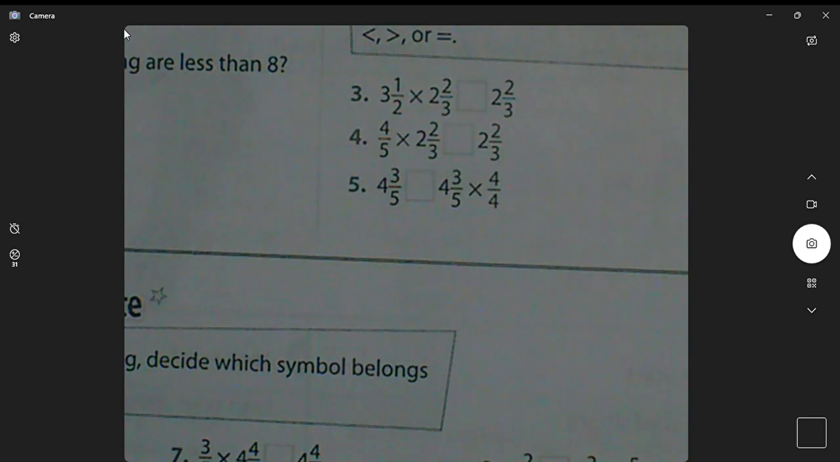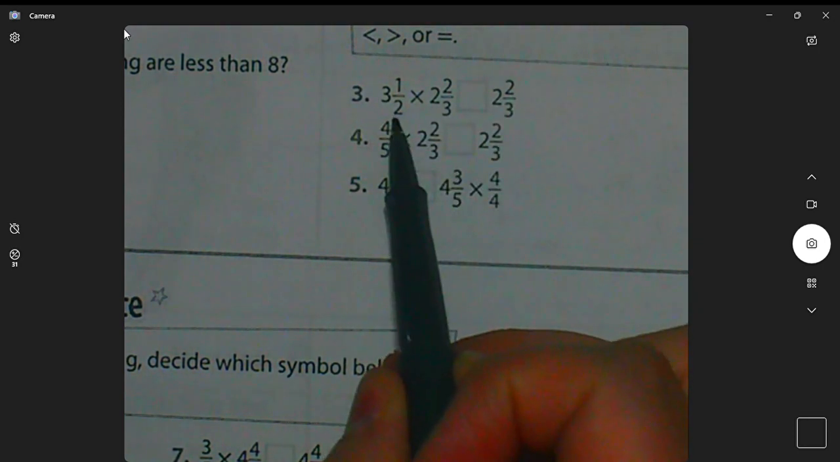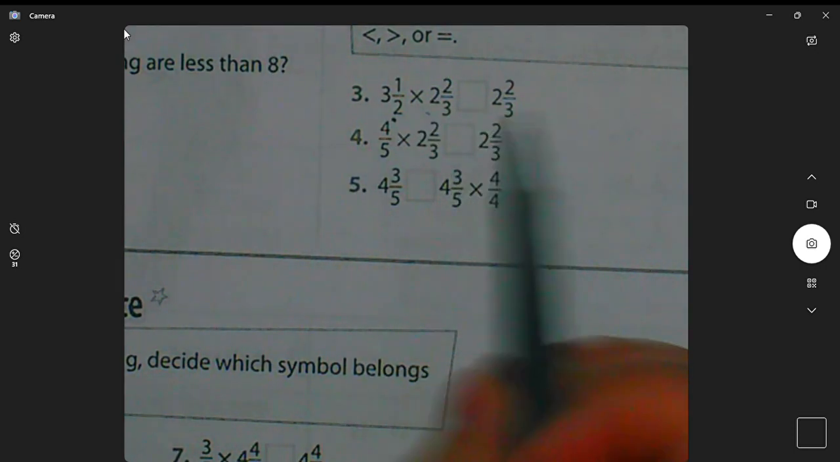Welcome back. Today we're going to be working on scaling fractions and comparing them. So when I'm scaling something, I'm seeing if it grew or if it shrunk, and then I'm going to compare it to the fraction that it gives me. So 3 2/3 times 2/3 is greater than, less than, or equal to 2/3.